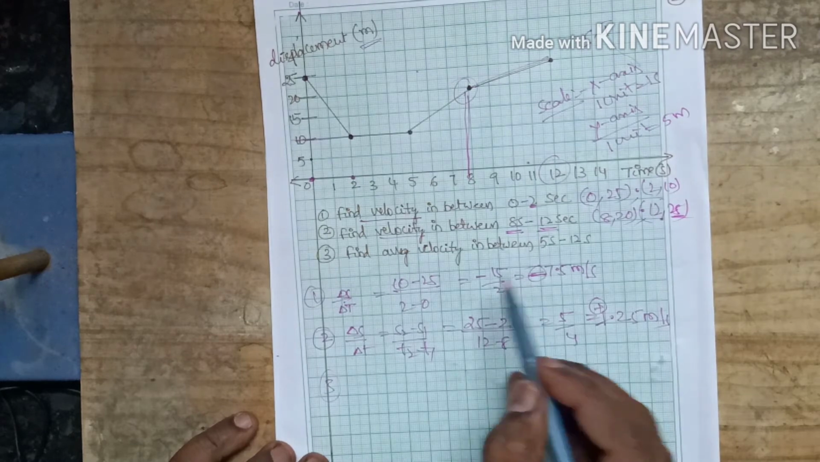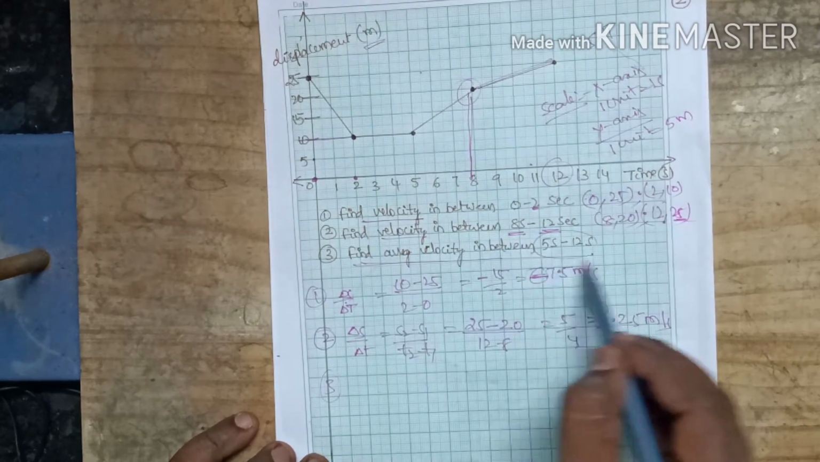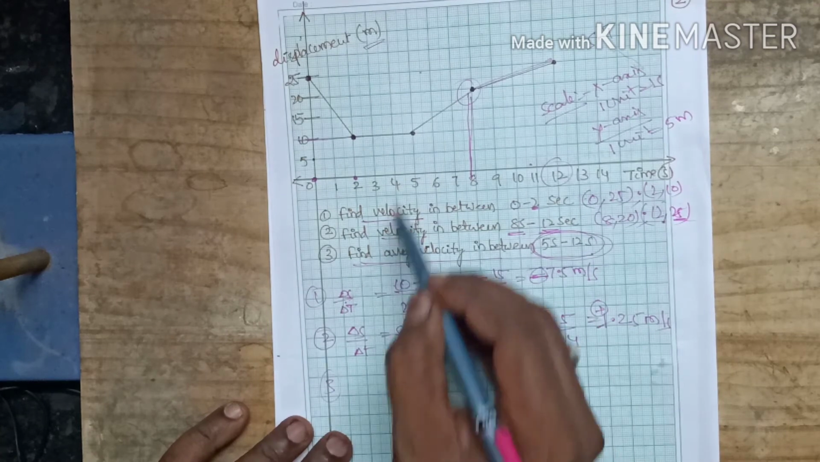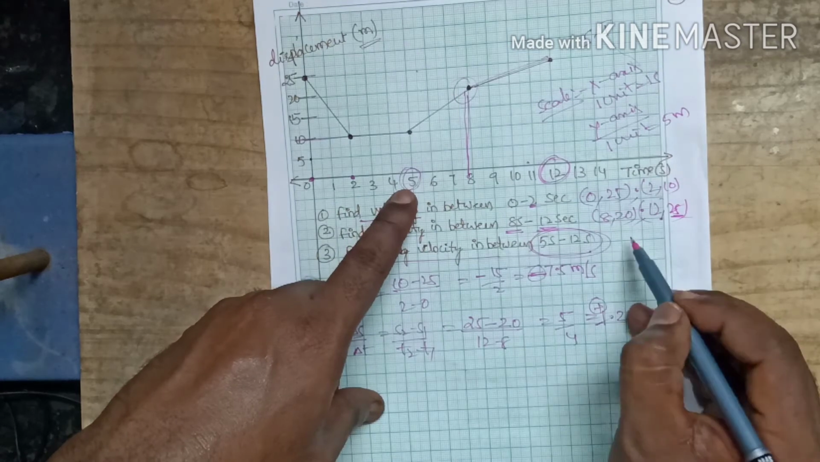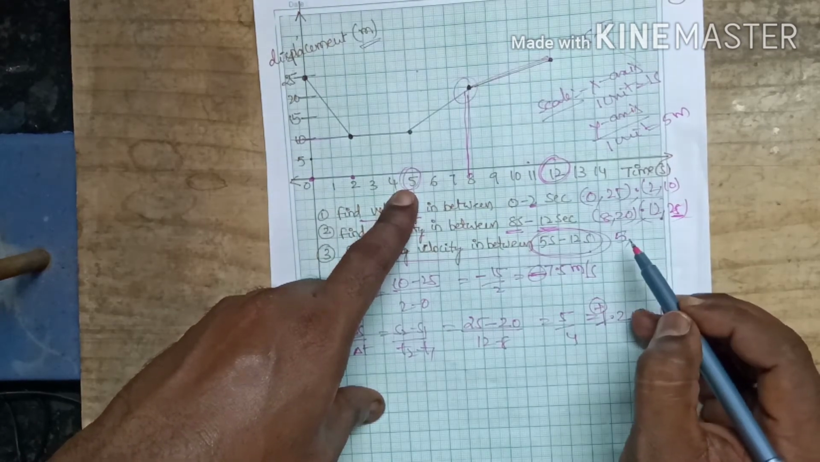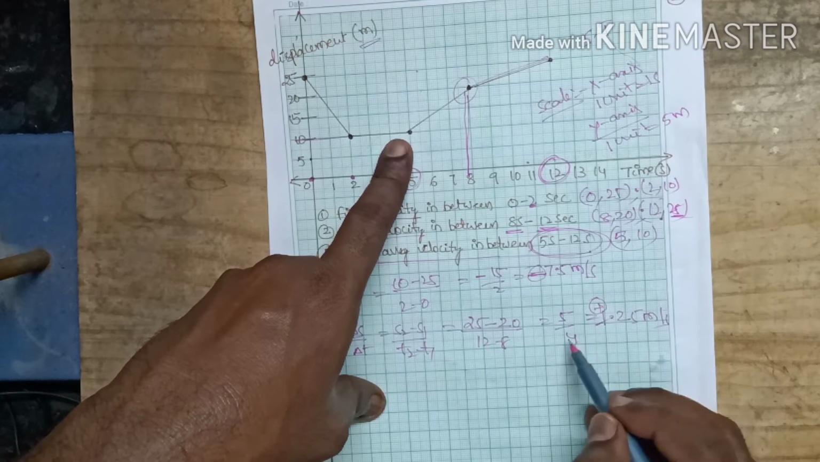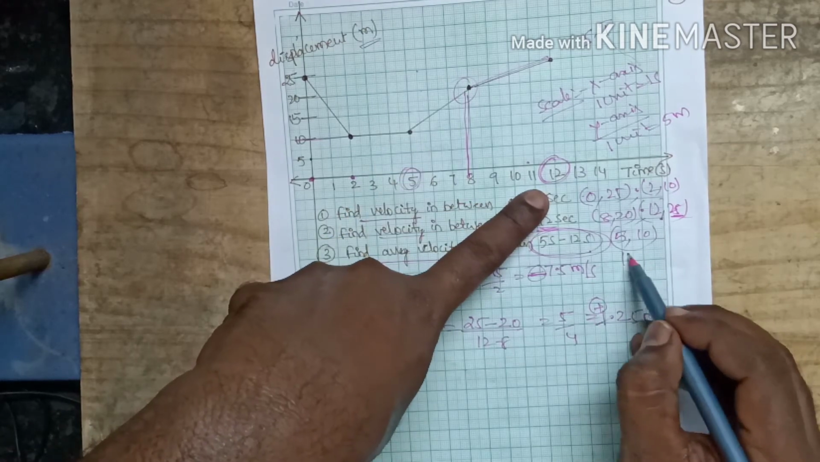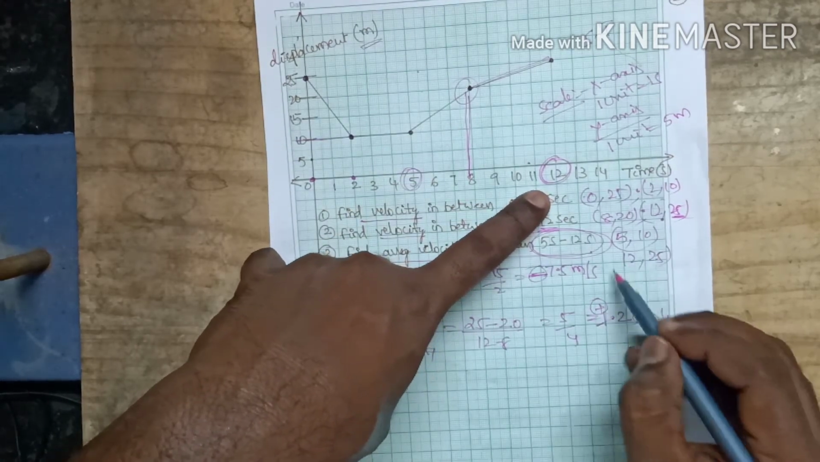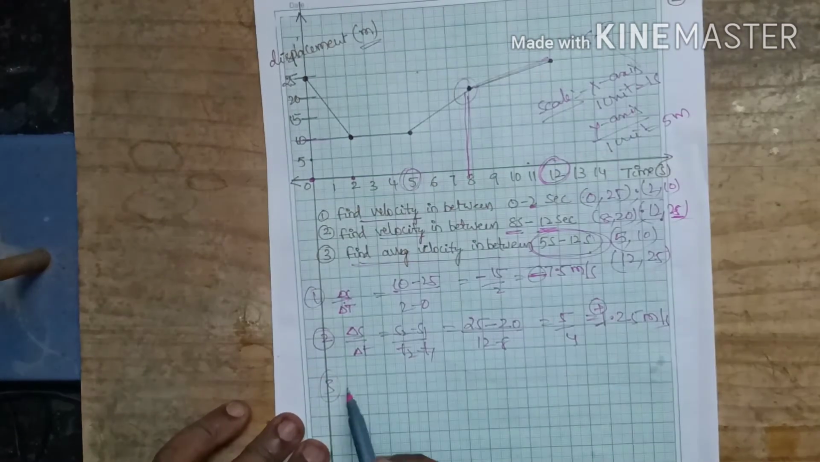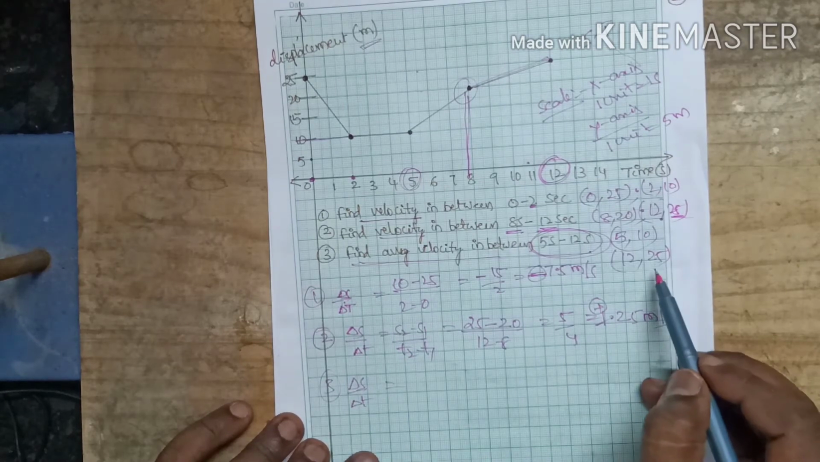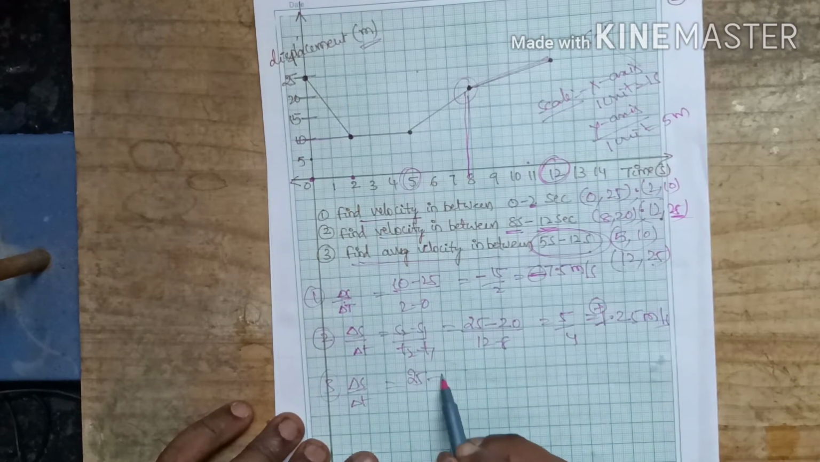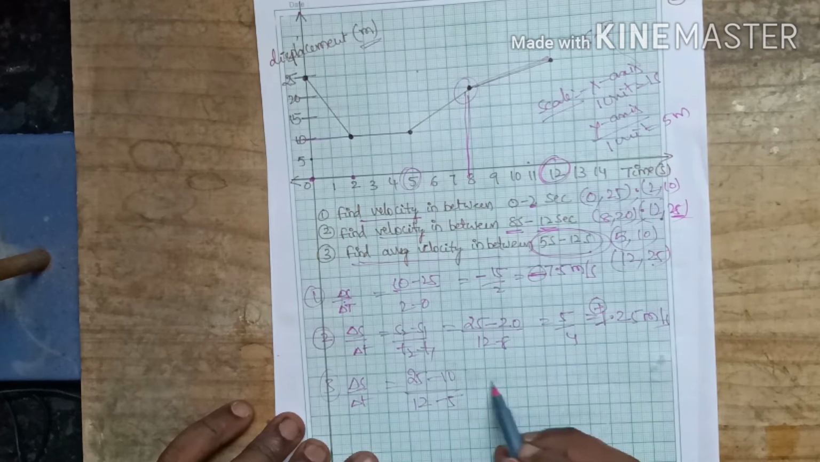Comes to the third one. Find the average velocity between 5 seconds and 12 seconds. This is the 5th second and this is the 12th second. At 5 seconds, the time is 5 and the displacement is 10. At the 12th second, the time is 12 and the displacement is 25. Now, by taking delta S by delta T, what is delta S here? 25 minus 10 by 12 minus 5.